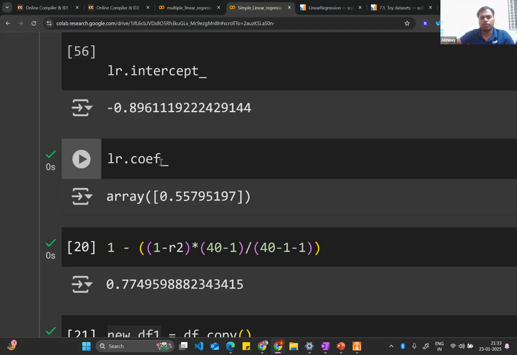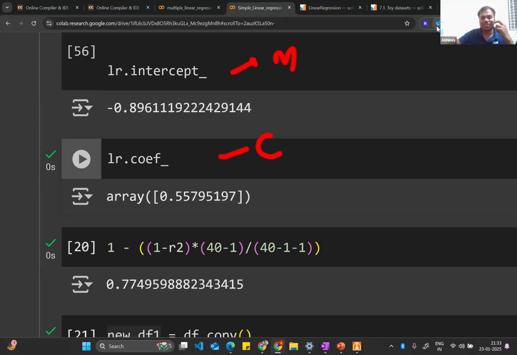This is your coefficient value, your c value, right? And this is your slope, intercept. This is your c intercept value. Intercept is m. Okay. Intercept is m, I guess, right? Even my math is also not that good.